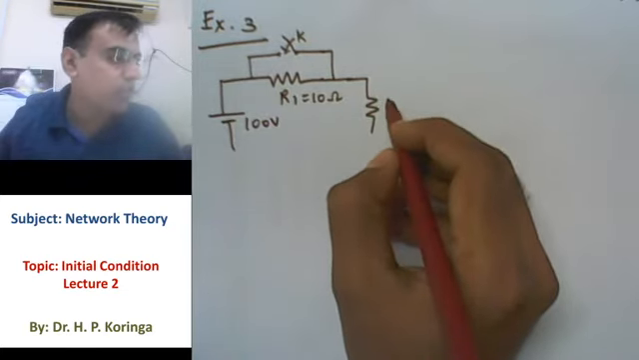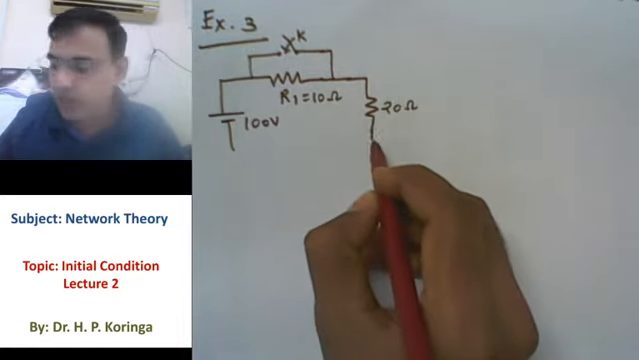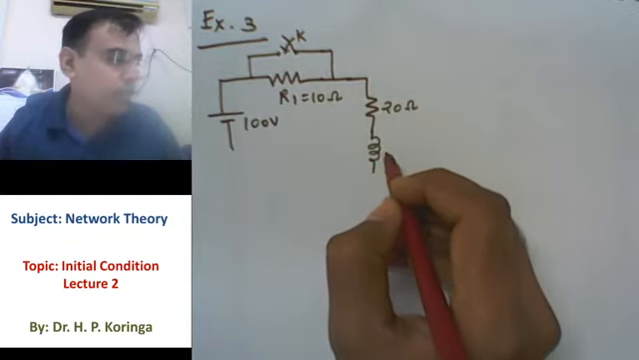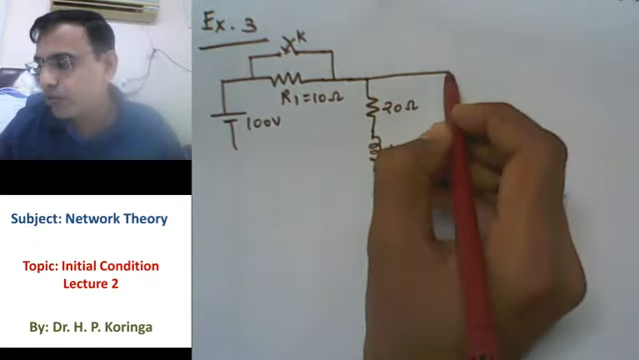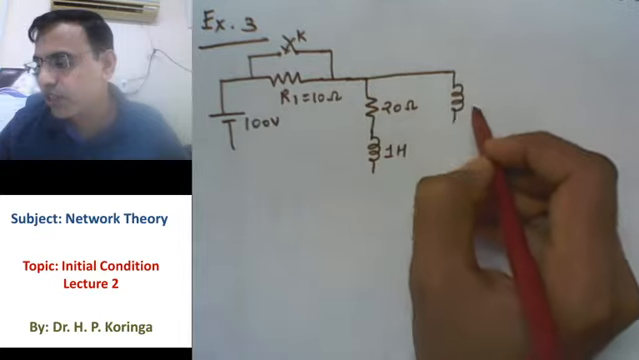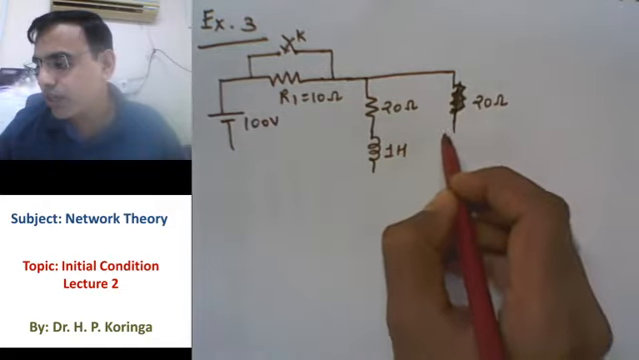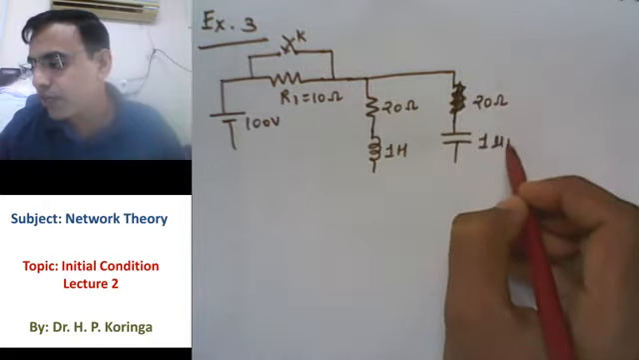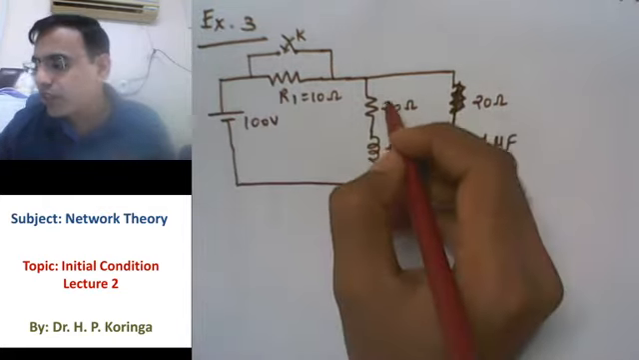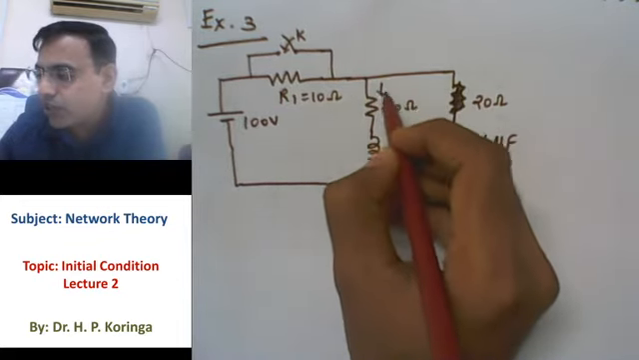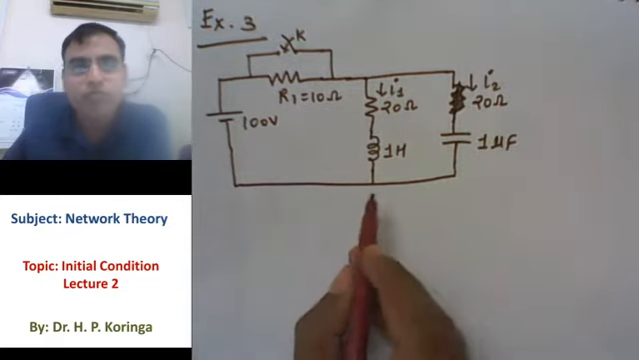Here I have an R2 resistance, and the R2 value is 20 ohm, and here I have one inductor, the value is 1 Henry. Parallel to this there is one resistance, the value is 20 ohm, and the capacitor value is 1 microfarad. The current passing through the R and L network is called I1, and the current passing through R and C we call I2.